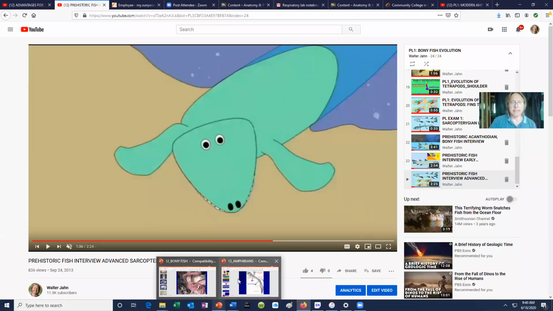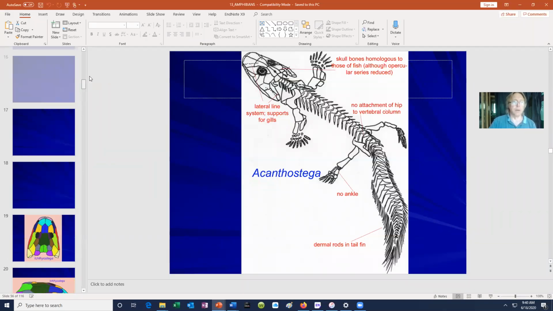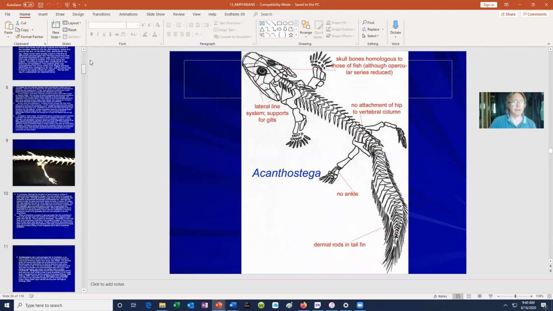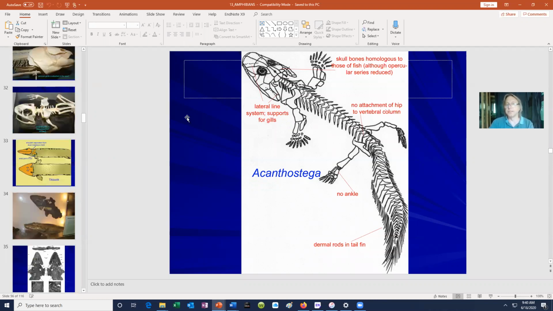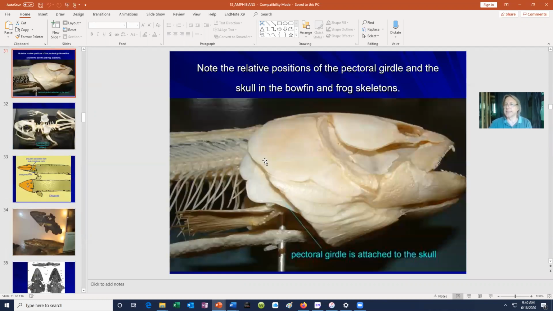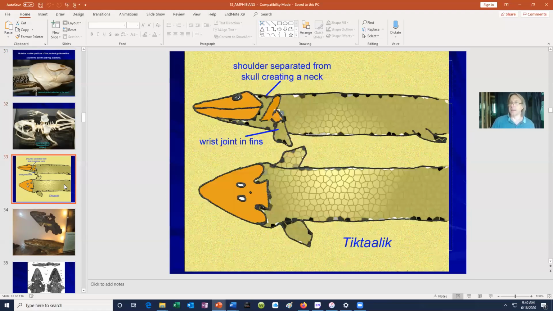So it is significant that one of the things that separates amphibians from fish is the neck. Here, if you look at this fish, notice that the pectoral girdle is attached to the skull. But notice here, in this amphibian, it's not. So all tetrapods have a neck. Their shoulder is not attached to their skull. But that is not something that the amphibians appeared with. That actually appeared in some fish, like Tiktaalik.